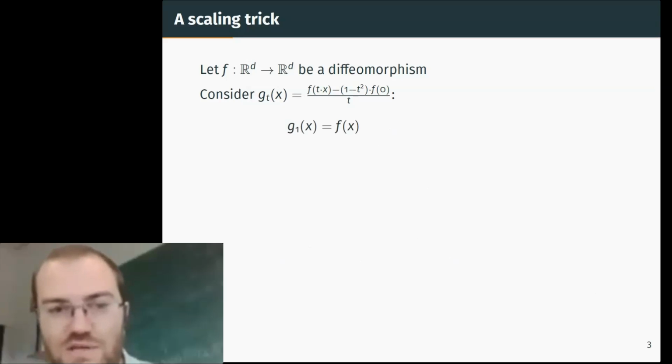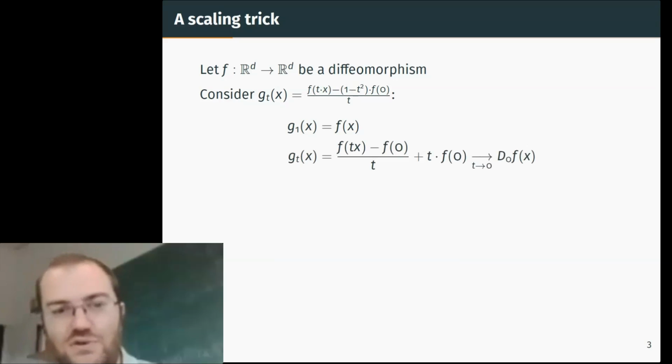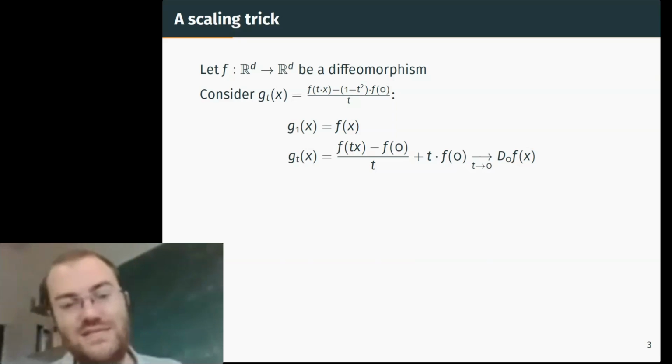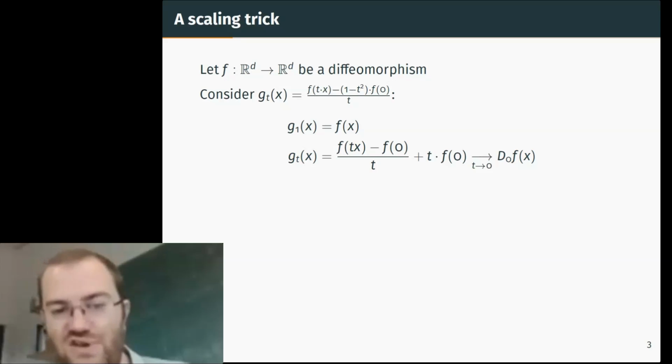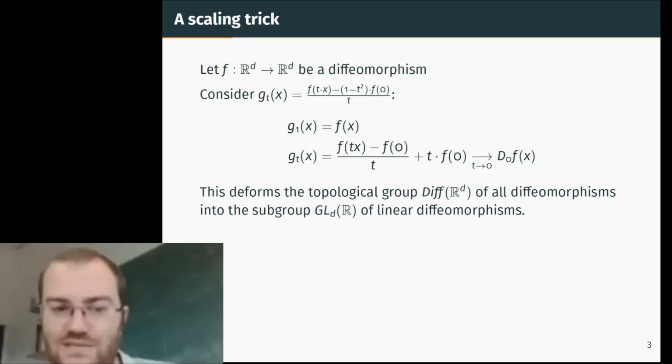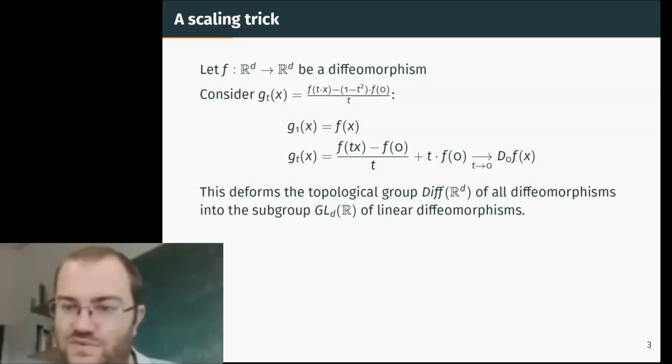So when t is 1, you immediately see that this is just the original function, f of x. But as t goes to 0, if you let me rewrite my function g of t like this, you immediately see that the second term converges to 0 and the first term converges to the derivative of f at 0. And you believe me when I tell you that this is continuous in t, and so what we've done is we've produced a deformation retraction of the space of all diffeomorphisms to the space of linear maps from Rd to Rd. There's an explicit formula that does that. So it's a deformation retraction from the diffeomorphism group of Euclidean space to the general linear group of linear diffeomorphisms.